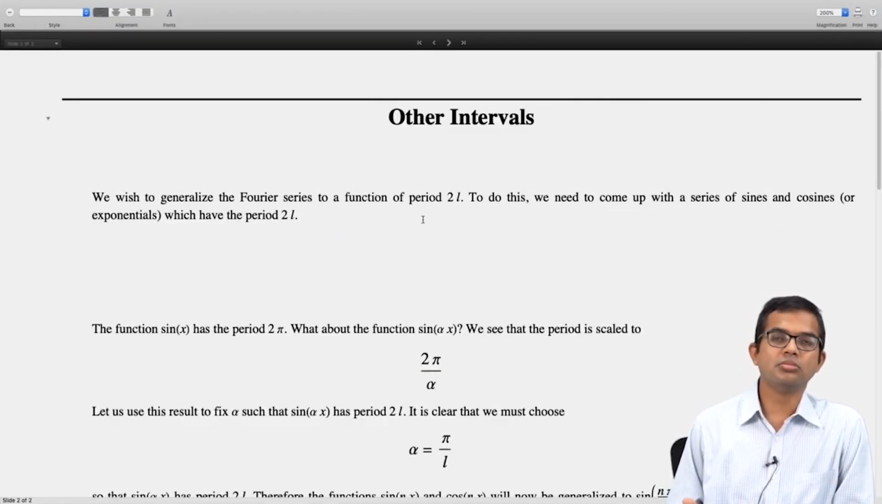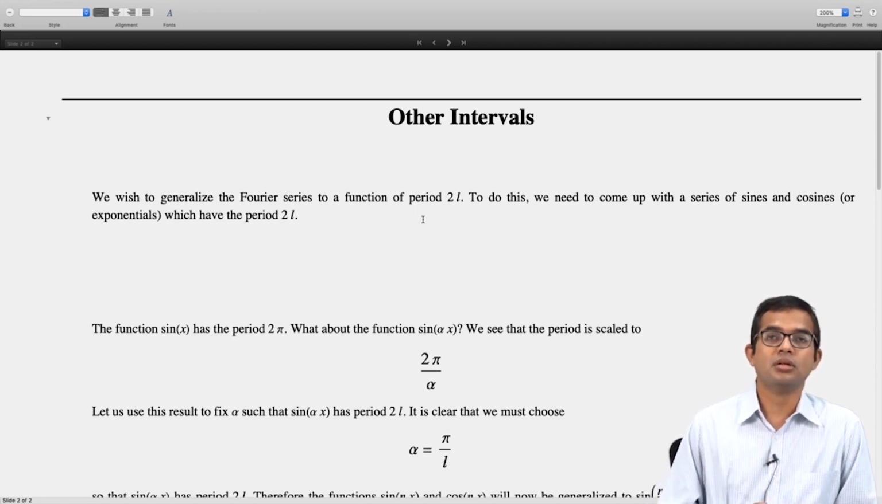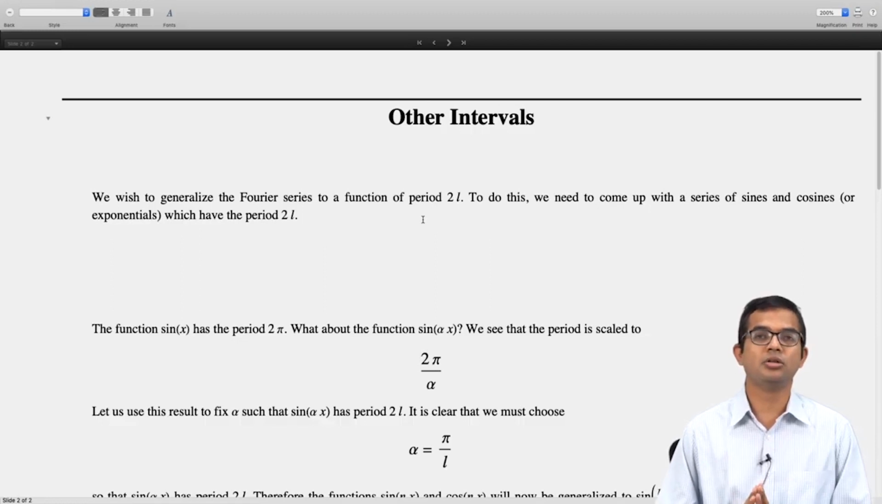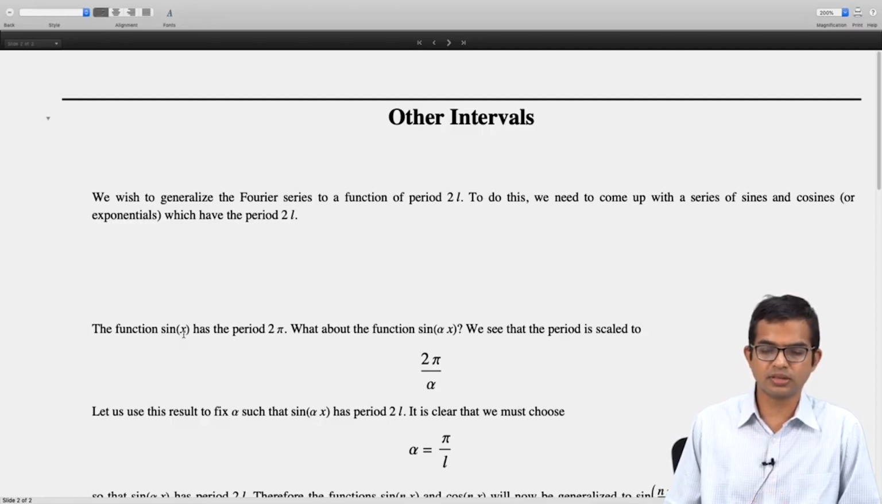Okay, so sine x and cosine x, sine 2x, cosine 2x, and so on are not going to be appropriate if you have some function with some other period, because clearly sines and cosines, as they are, have period 2 pi. So suppose you take sine x, what can you do to tweak this to get a different period? The simple answer is to include some factor like alpha. So instead of sine of x, you consider sine of alpha times x, and now you see that the period of this function will become 2 pi by alpha.